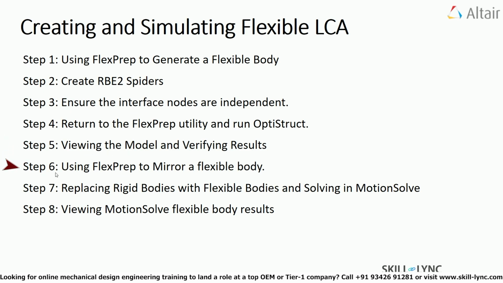In step 6, we'll be using the FlexPrep utility to mirror a flexible body. So here, we'll be mirroring the left lower control arm to get the right lower control arm. In step 7, we'll be replacing the rigid bodies with the flex bodies and solving it in MotionSolve. And in step 8, we'll be viewing MotionSolve flexible body results in HyperView.